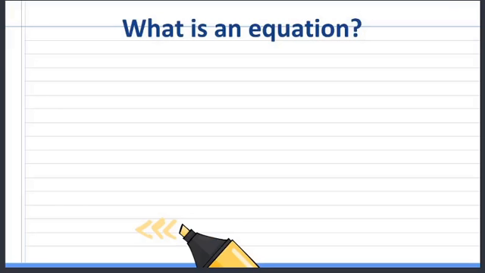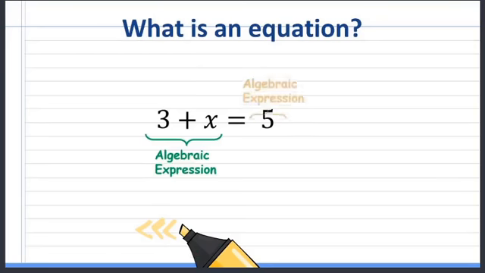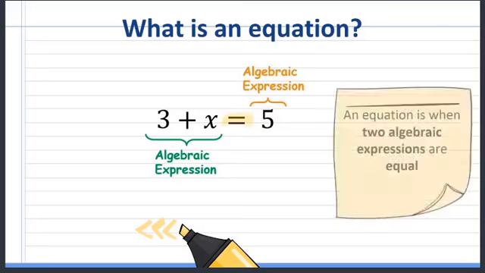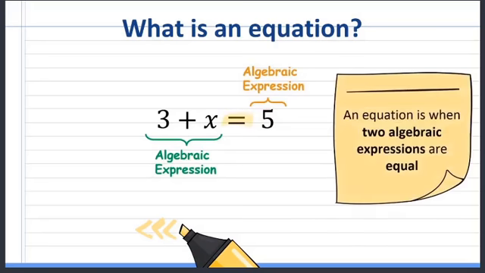So what is an equation? What I have on the screen is basically two algebraic expressions that are equal. So an equation is when two algebraic expressions are equal. And what's an algebraic expression? It's simply a mathematical statement that has a constant. Now a constant is basically a number.